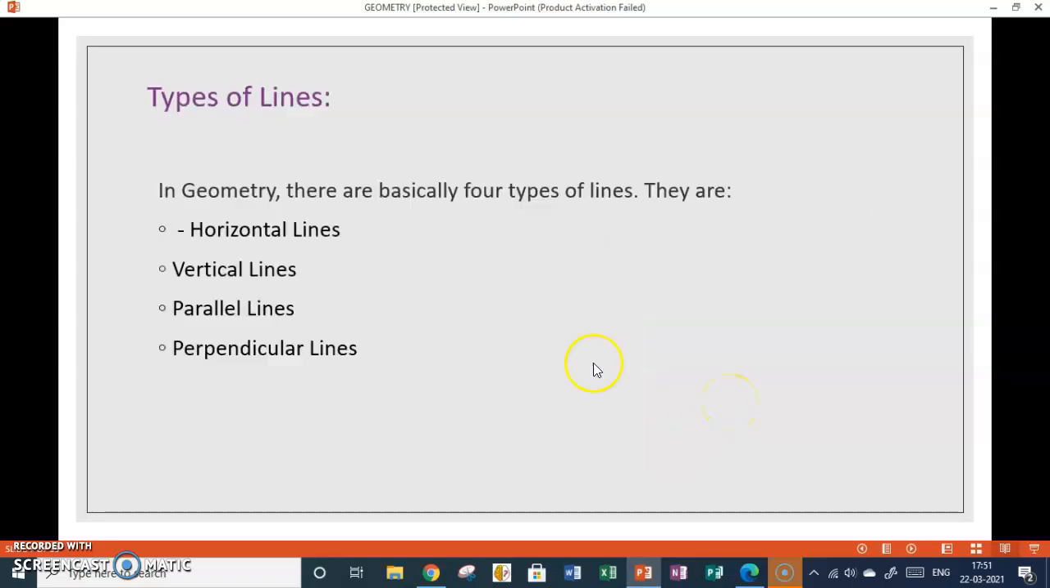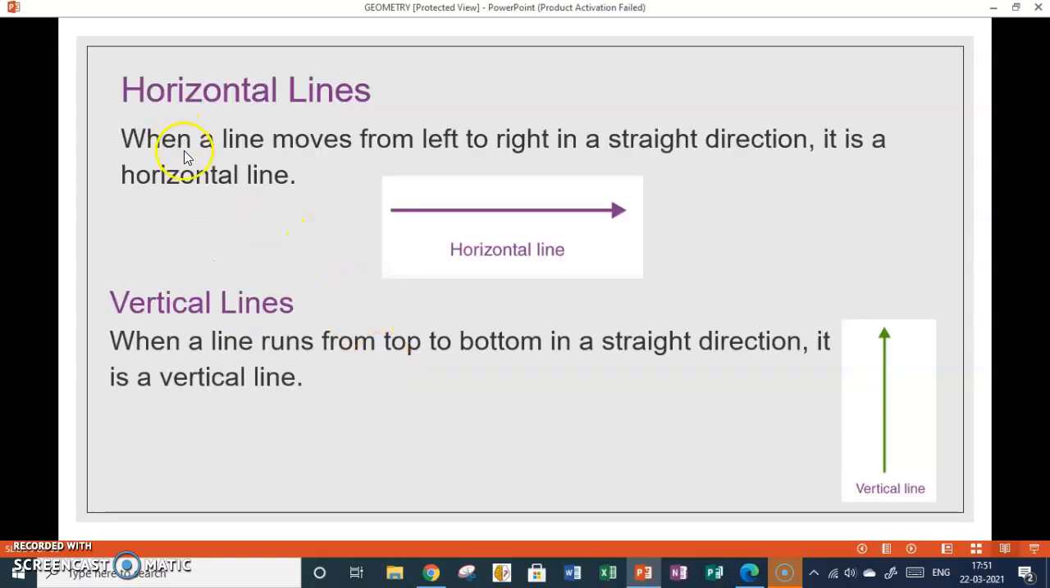Types of lines. In geometry, there are basically 4 types of lines. They are horizontal lines, vertical lines, parallel lines, and perpendicular lines. Horizontal lines. When a line moves from left to right in a straight direction, it is a horizontal line. Vertical lines. When a line runs from top to bottom in a straight direction, it is a vertical line.